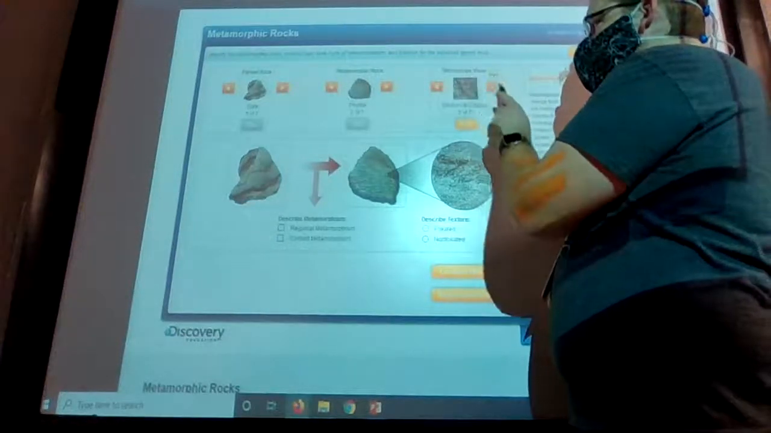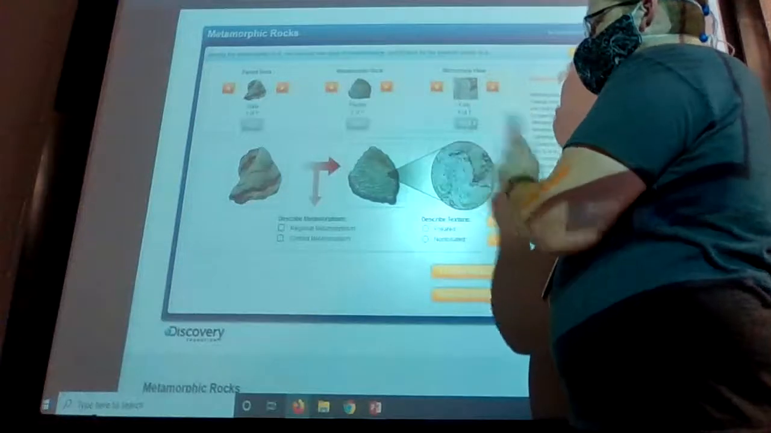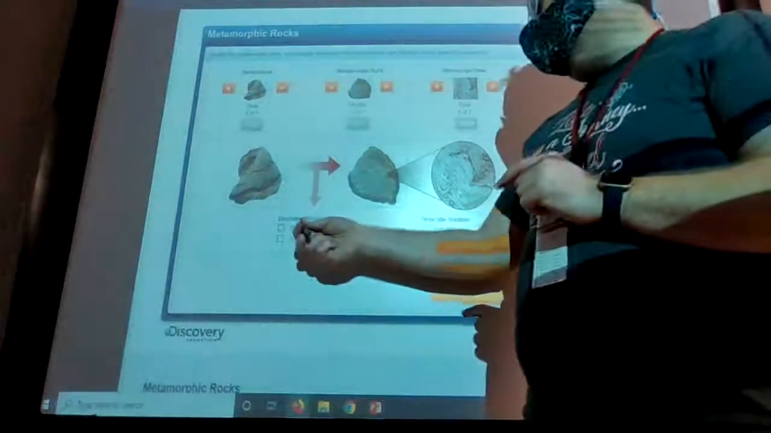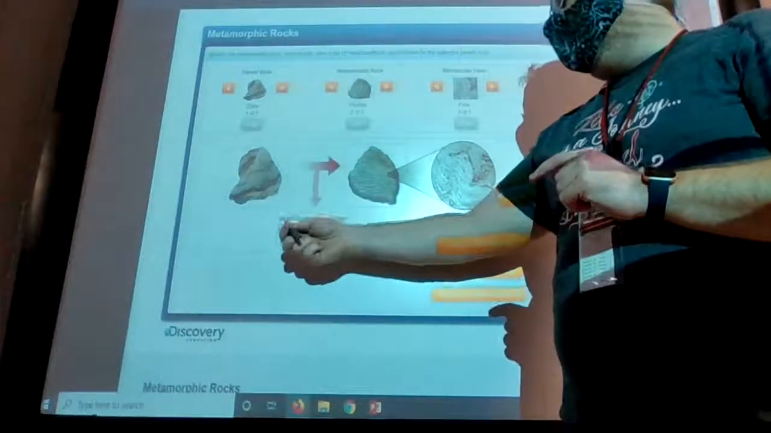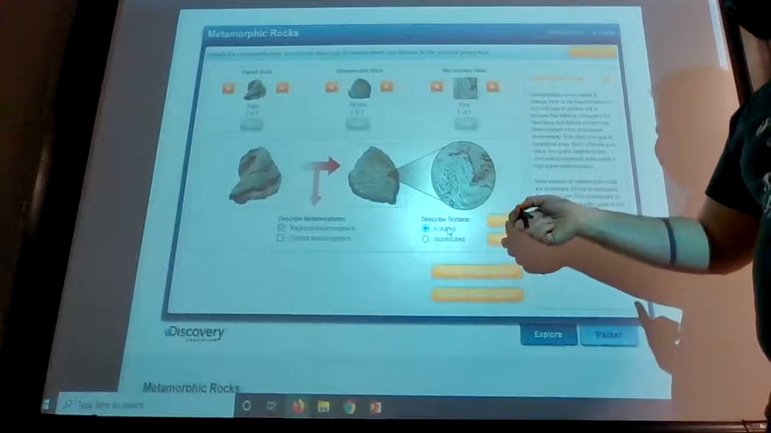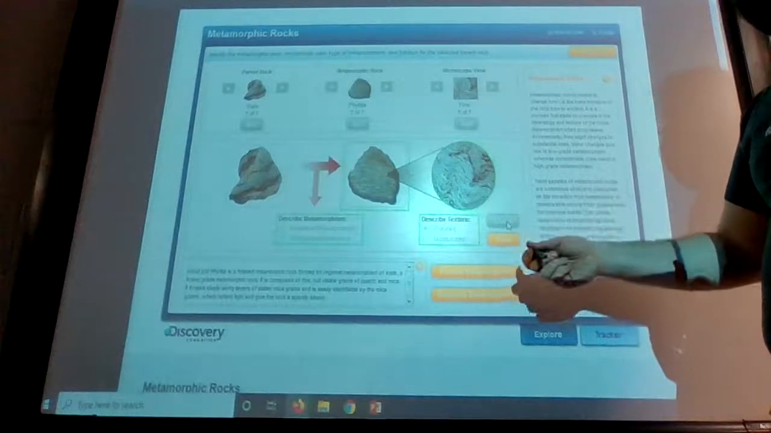Maybe not very fine. Maybe just fine here. I think that should be good. And this is going to be regional only because it's foliated. It's got some flat spots, so it needs the squeezing along with the heat.